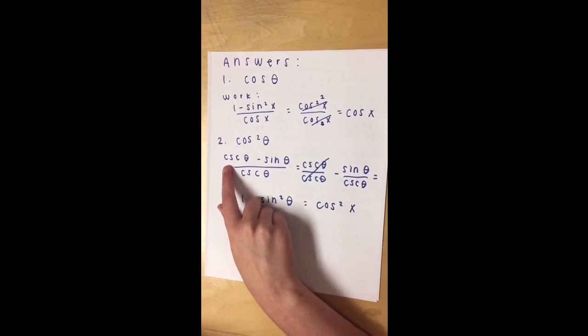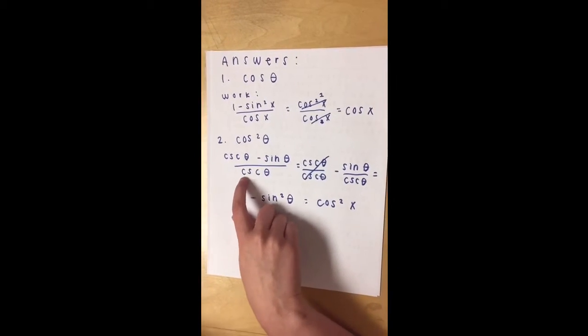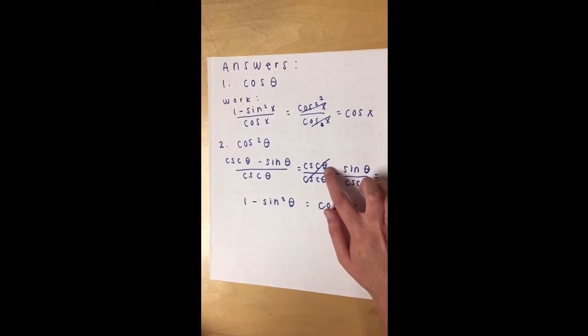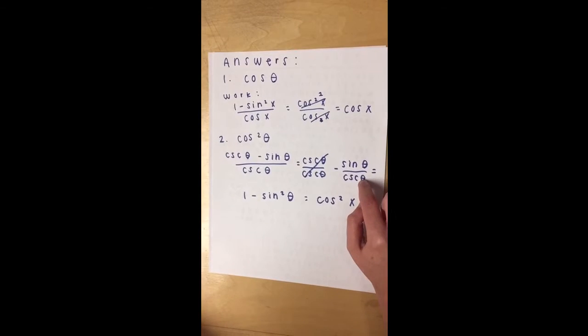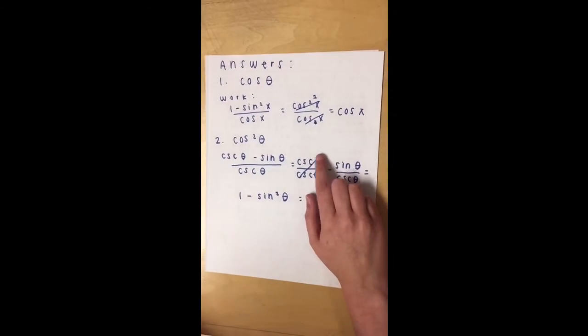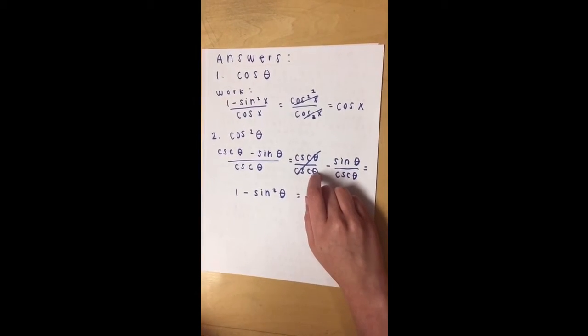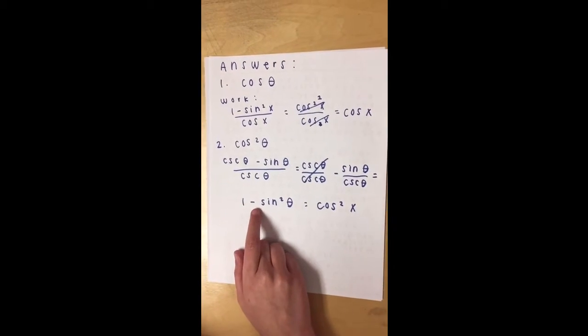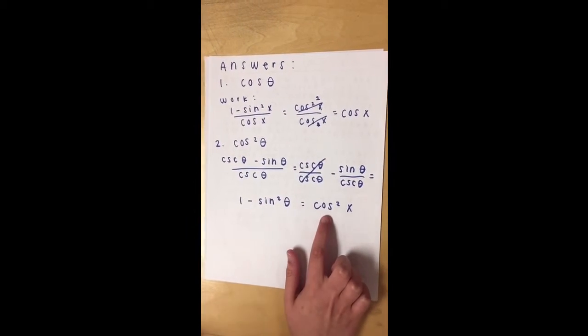So our problem was cosecant minus sine over cosecant. And that simplifies to cosecant over cosecant minus sine over cosecant. And you can just cross that one out because cosecant over cosecant is just equal to 1. So you're left with 1 minus sine squared, which is equal to cosine squared.